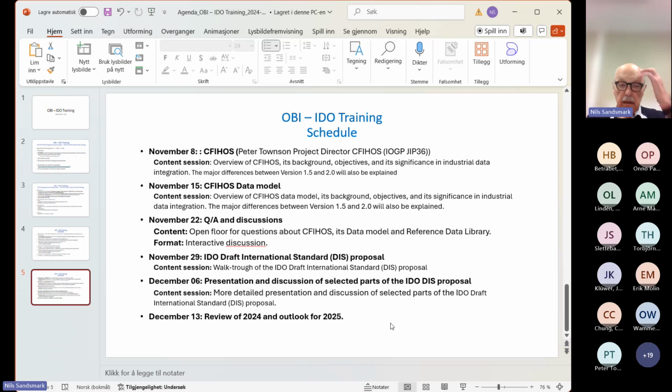If you look at the industry that we are working in, CFIHOS is certainly a very, very important initiative and an important standard and important specification, if I might say that.